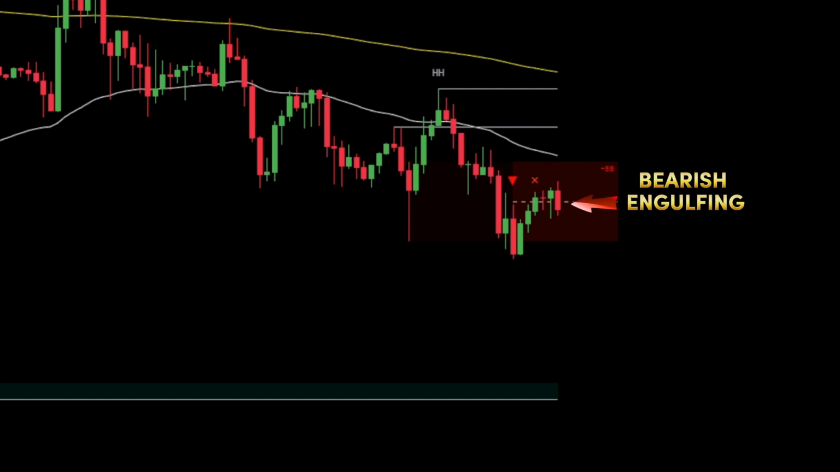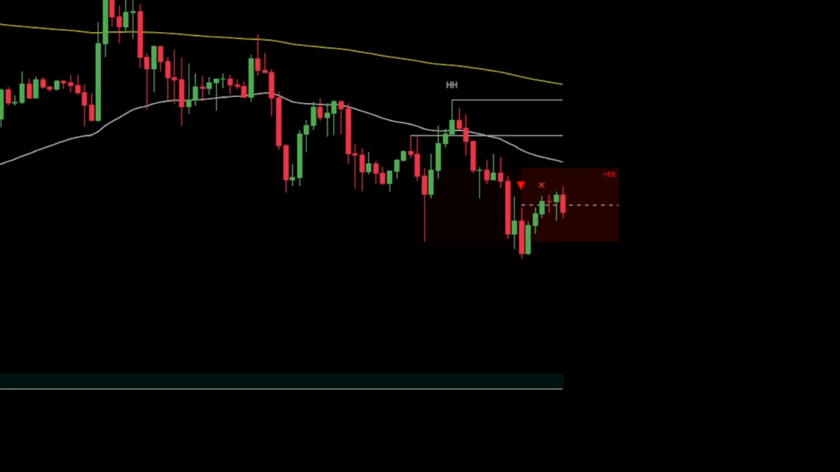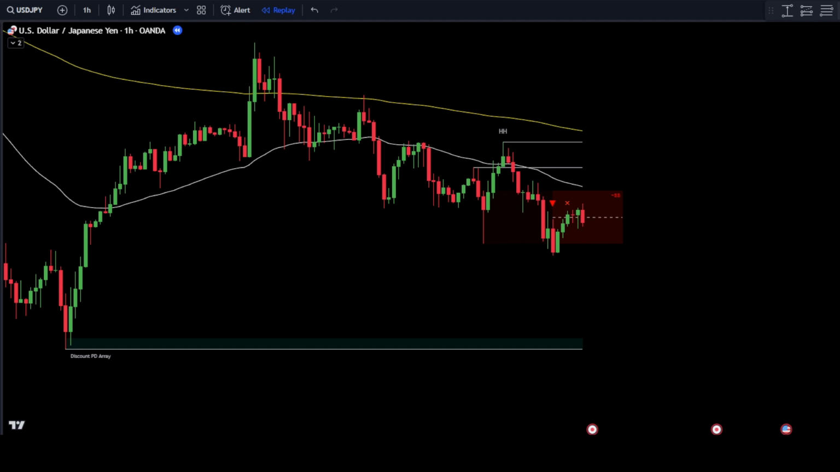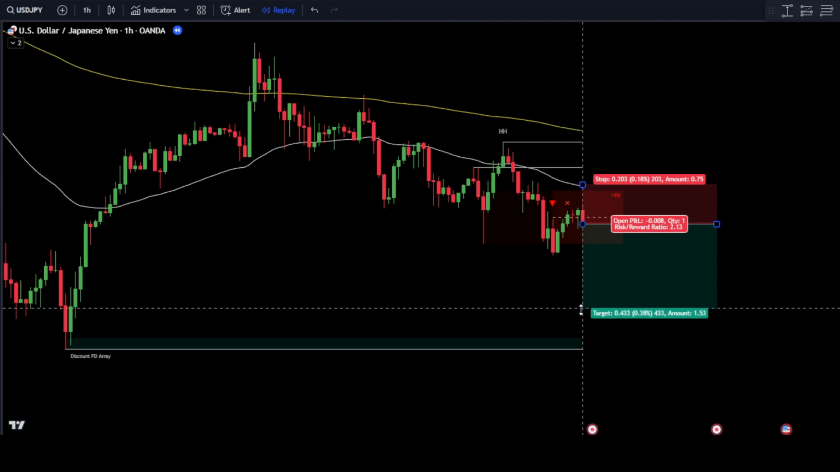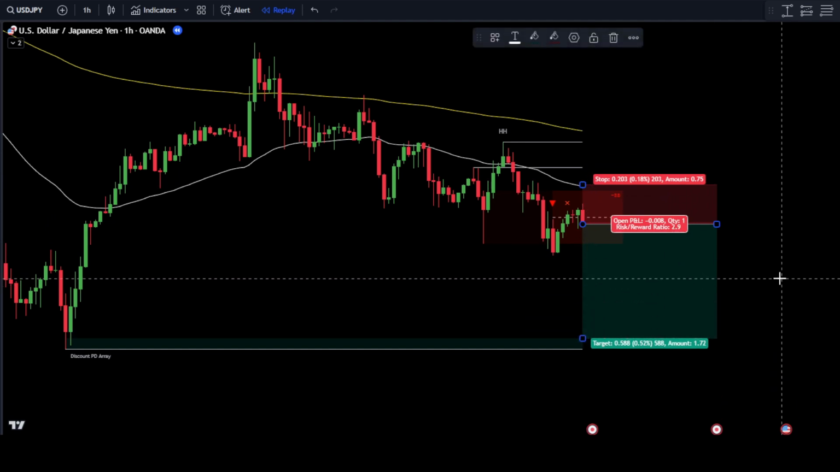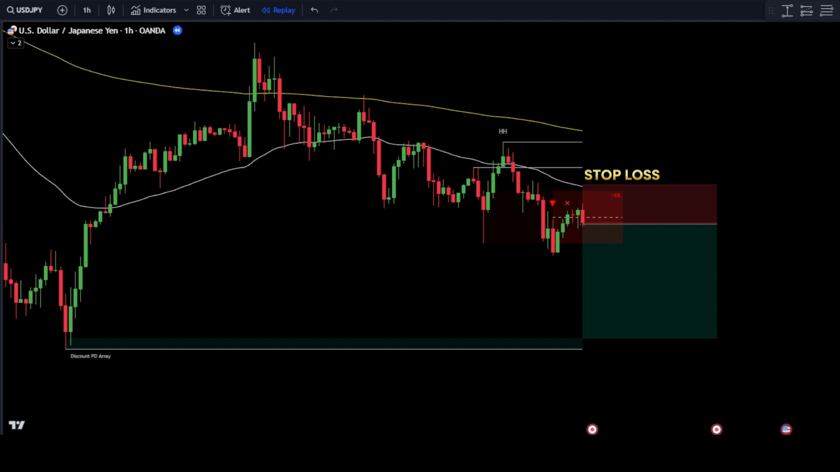area. After that, wait for a bearish engulfing candlestick reversal pattern to appear. As a final confirmation, ensure that the trend is still in a bearish position. If all conditions are met, you can place a sell order after the bearish engulfing candlestick is closed. Place a stop loss above the bearish breaker block area. Set the take profit target at the discount PD array area.